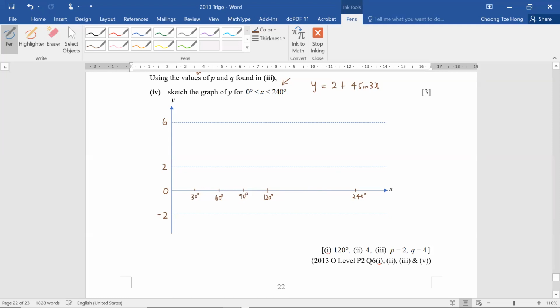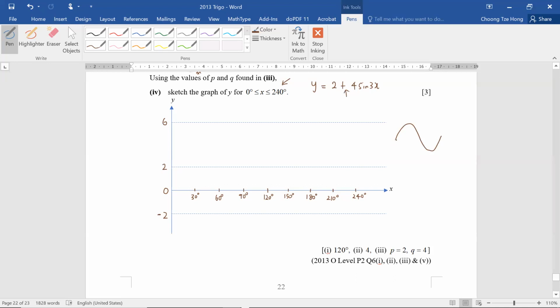Do the same thing for 120 to 240. Divide into 4 equal intervals. So over here, this will be 150, this will be 180, and 210. Then now we can start to sketch already. So the sine graph will look like this. This is a positive sine graph because it's plus 4 sine 3x, right?